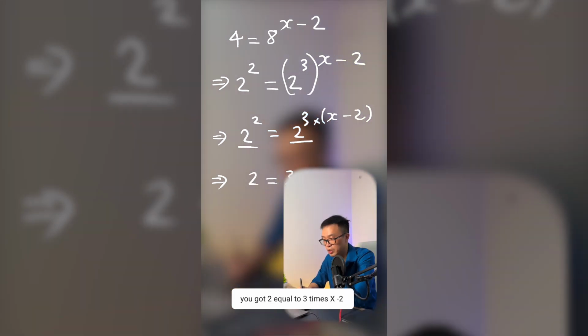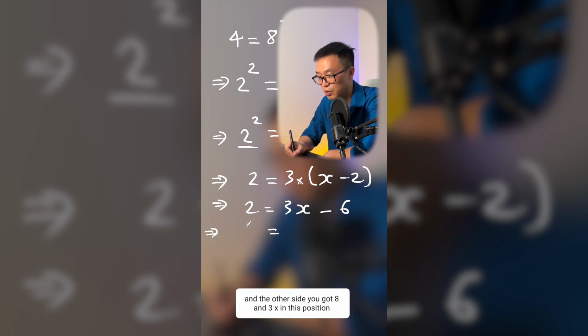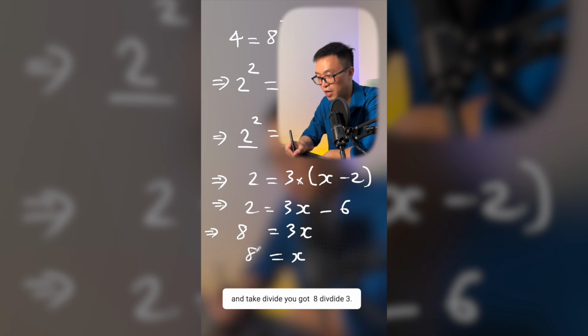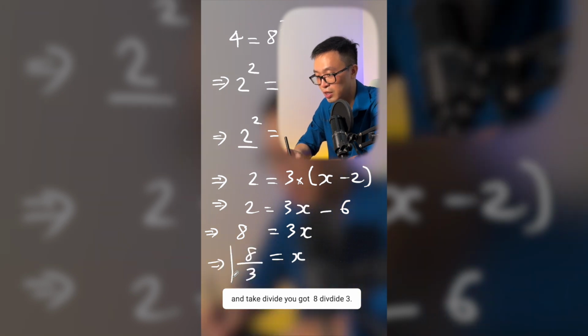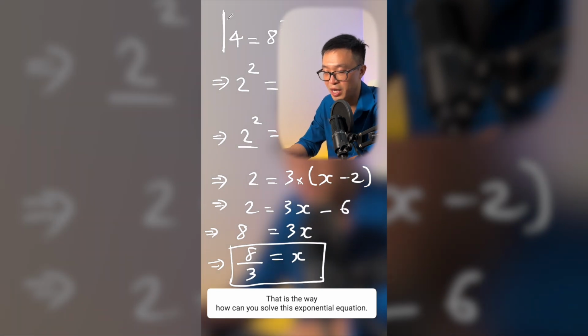You get 2x = 3 times (x - 2), and then you have here 3x - 6, and on the other side you will get 8 and 3x in this position, and then divide, you get 3 over 8 over 3. That is the way you can solve this exponential equation.